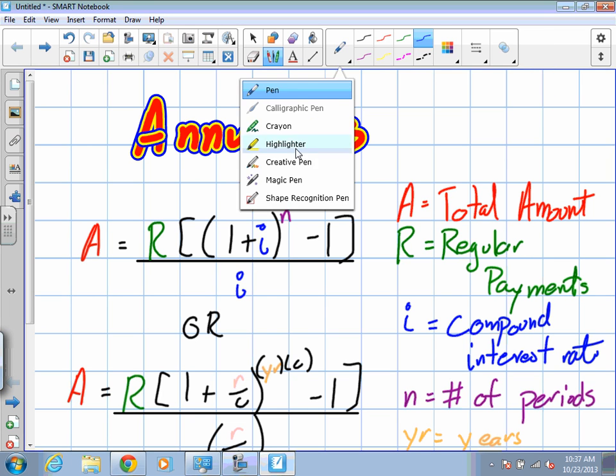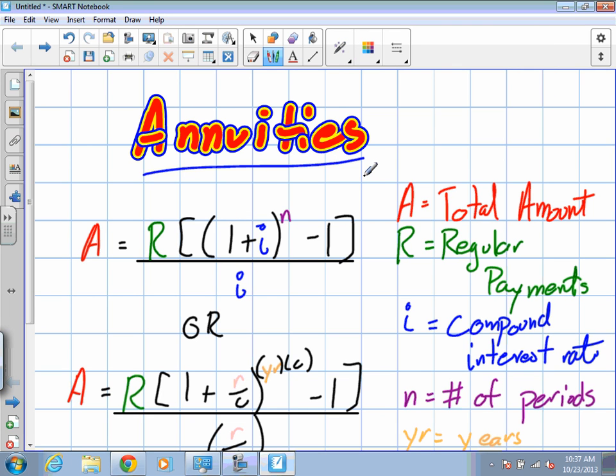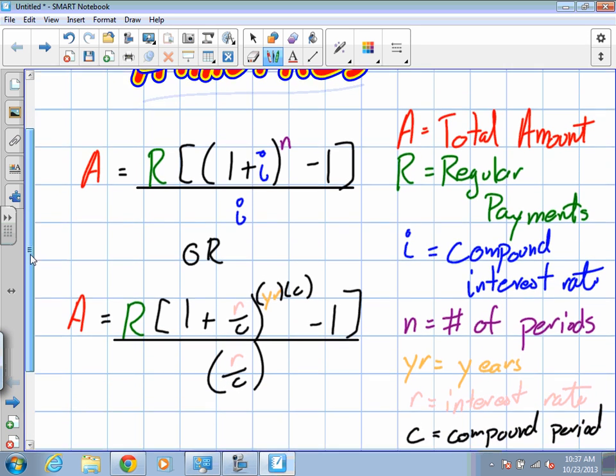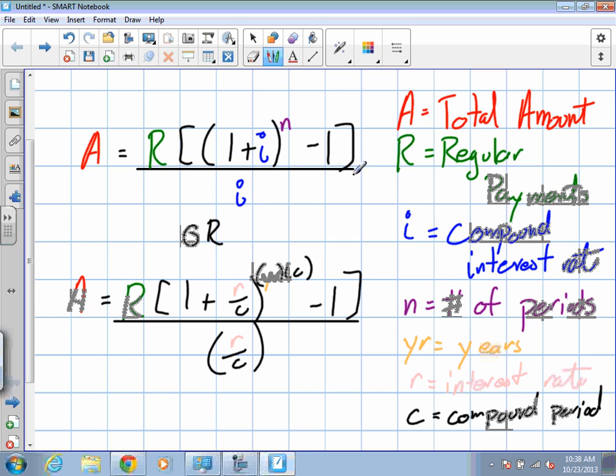Okay, we're going to go through annuities today, and we have two formulas. If you have a TVM solver or a financial calculator, it'll make things a lot easier. But we're going to talk about what each of these things mean, and there are a lot of variables. Both of these are technically the same.